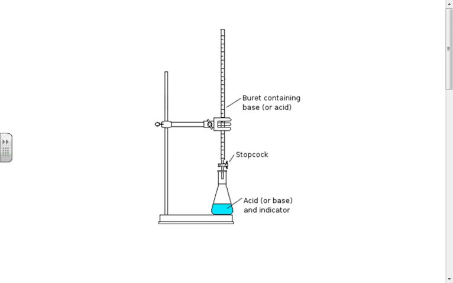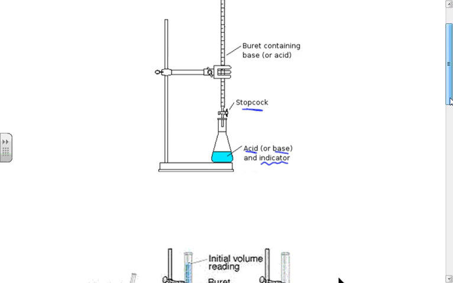So we have an example here of what a titration would look like, the setup for it. You have a burette up at the top that's going to contain either an acid or a base that you do know the concentration of. There's a stopcock here that allows you to have it closed or open depending on which way it's turned. And then down here you're going to have your acid or base, whichever one was not in the burette, and you're going to have your indicator there. Usually it's phenolphthalein.